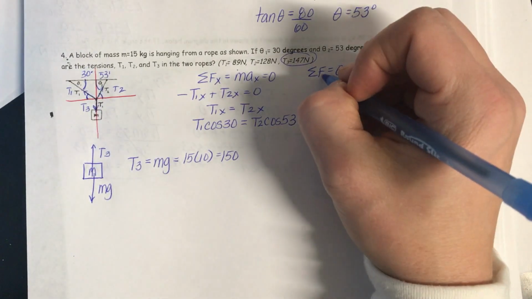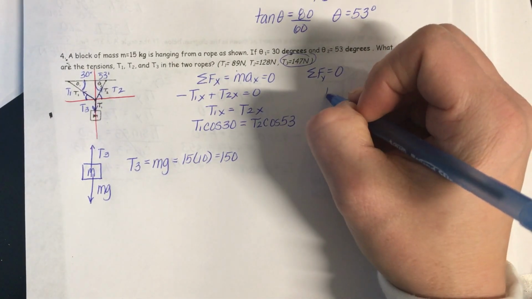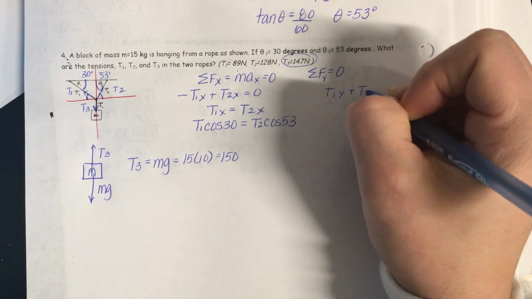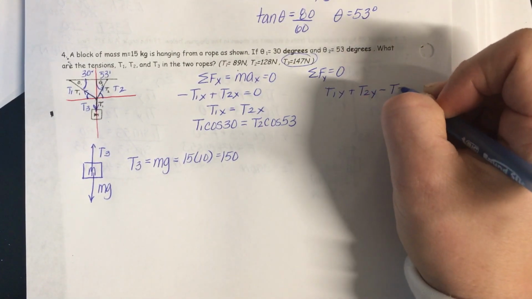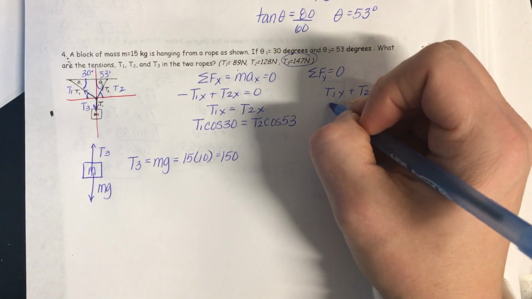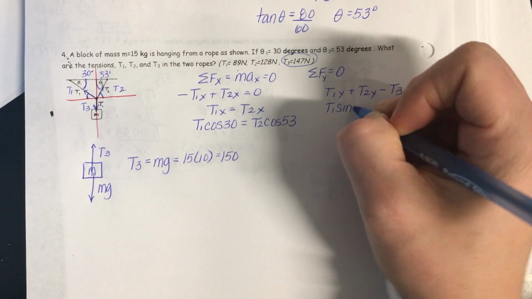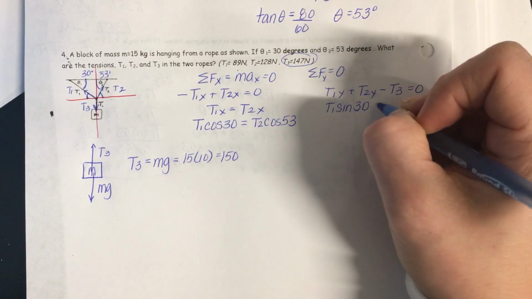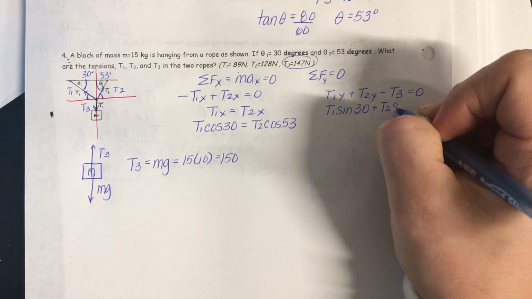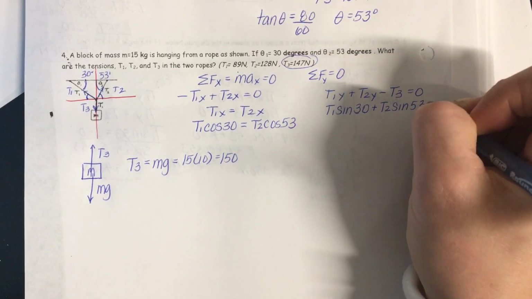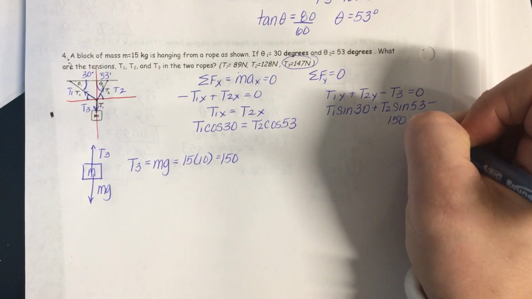So let's go to the y direction. In the y direction, you have T1y plus T2y minus T3 equals 0. T1 cosine of 30, or sorry, sine of 30 plus T2 sine of 53 minus 150 equals 0.